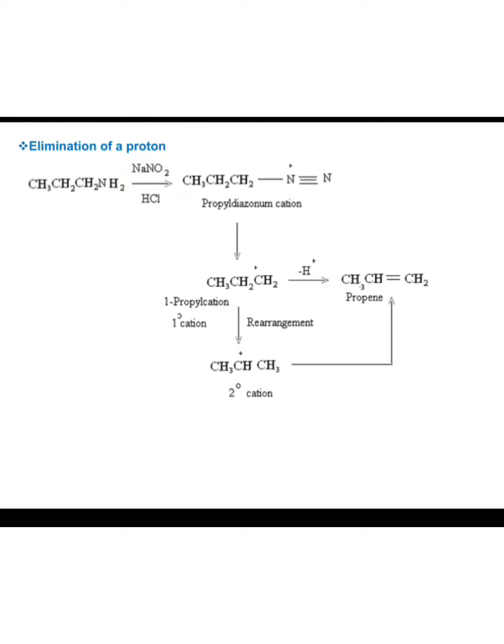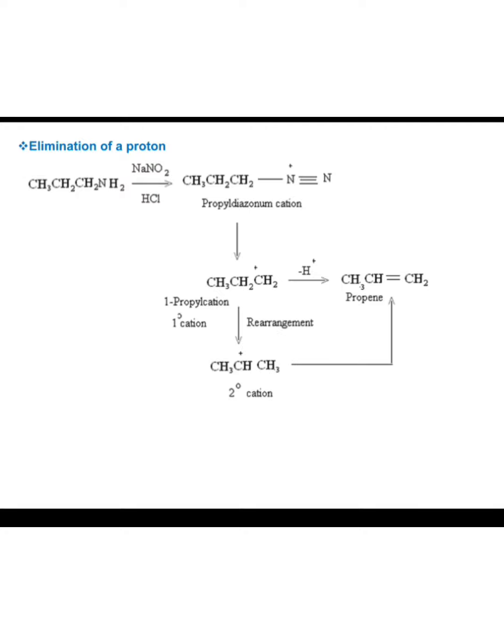First example is elimination of a proton. For example, I have given propylamine. When this propylamine is treated with NaNO2 and HCl, it forms propyl diazonium cation. As we told already, this N atom takes along with it the paired electrons and it is removed as N2, and it forms propyl cation, a carbocation. And when this propyl carbocation removes a proton, it forms propene.